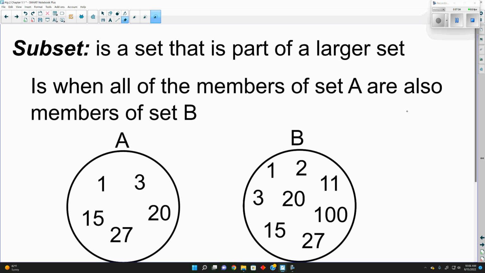So the main part of a subset is this right here. A subset is a set that is part of a larger set. So in this example, when all the members of set A are also members of set B, A is a subset of B.